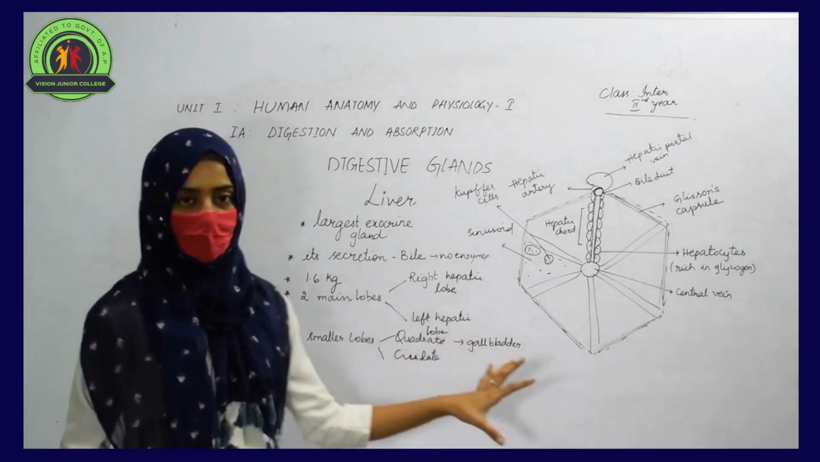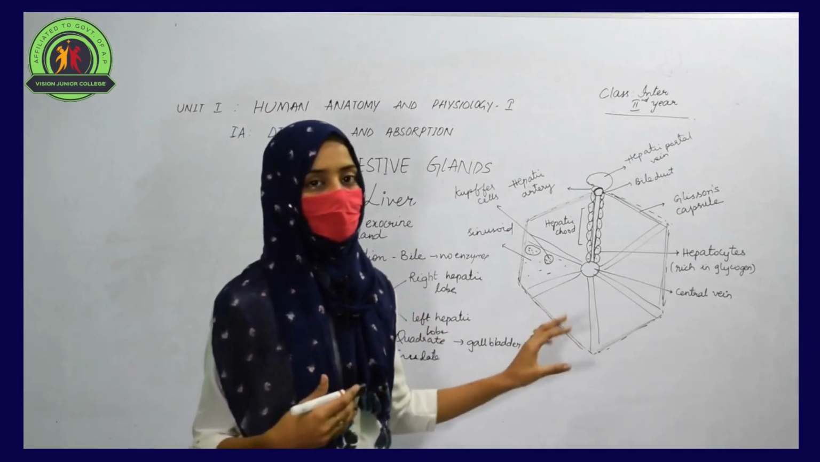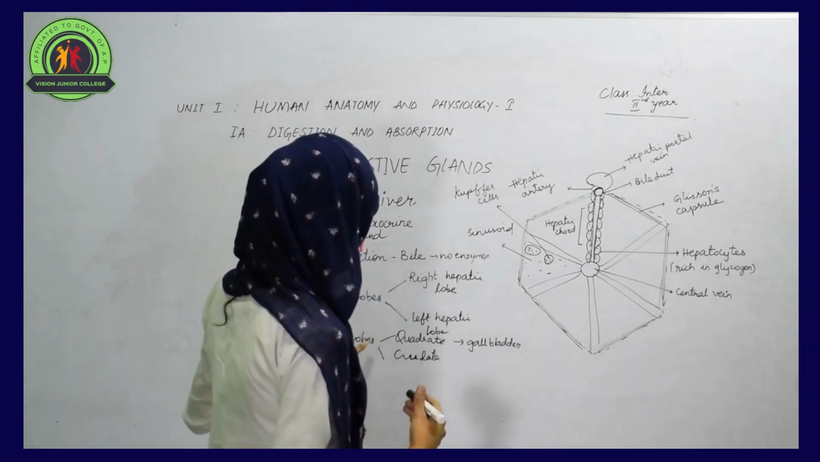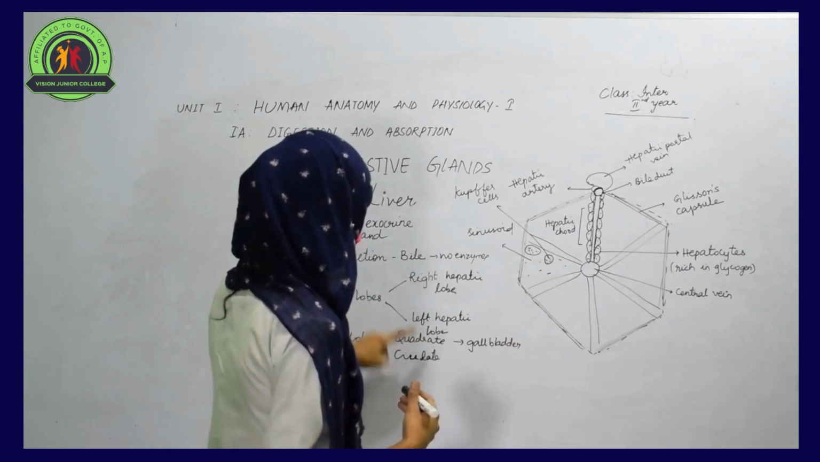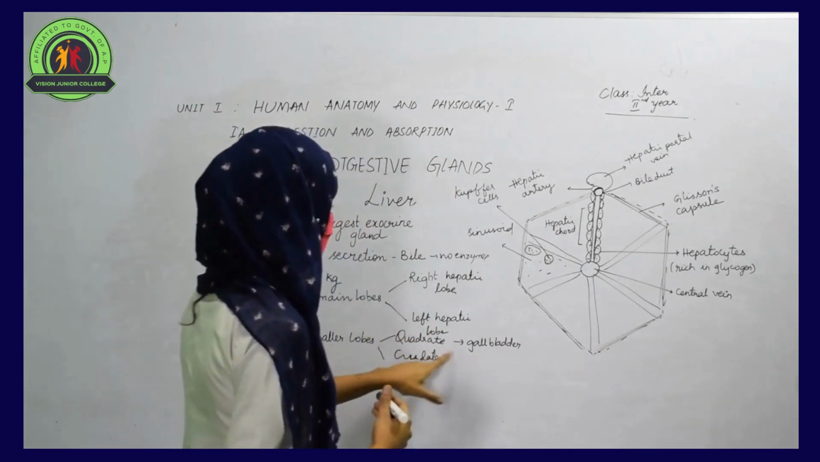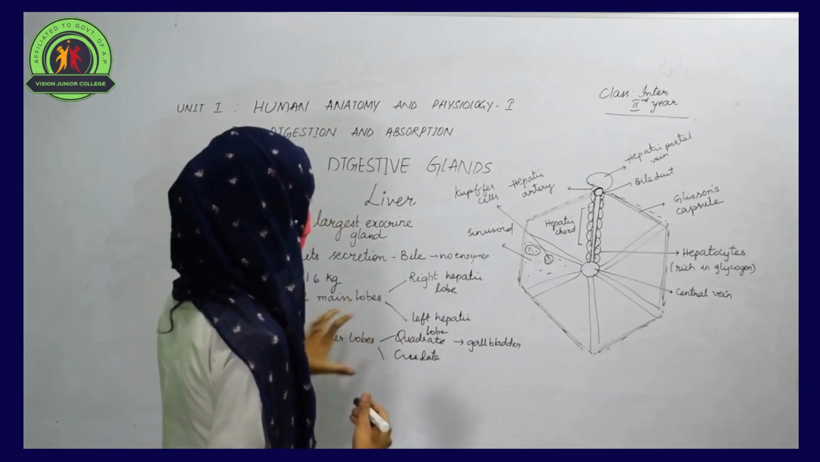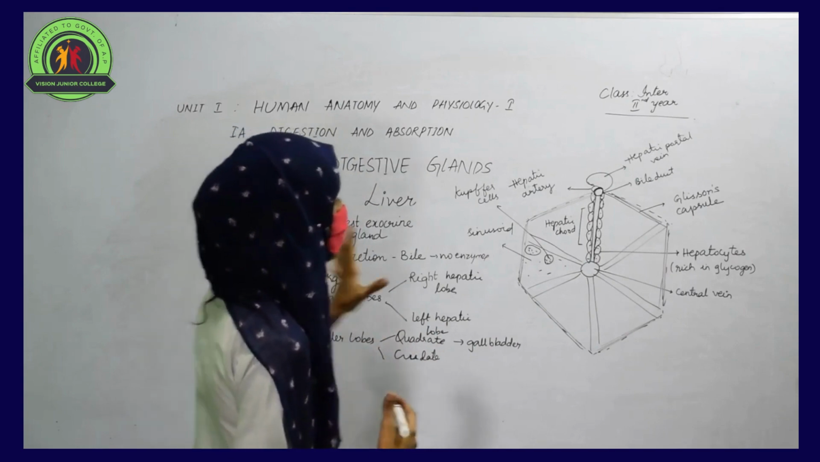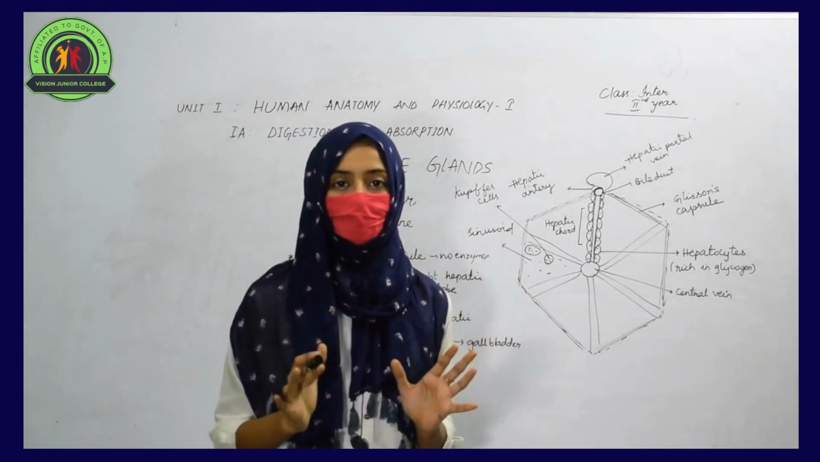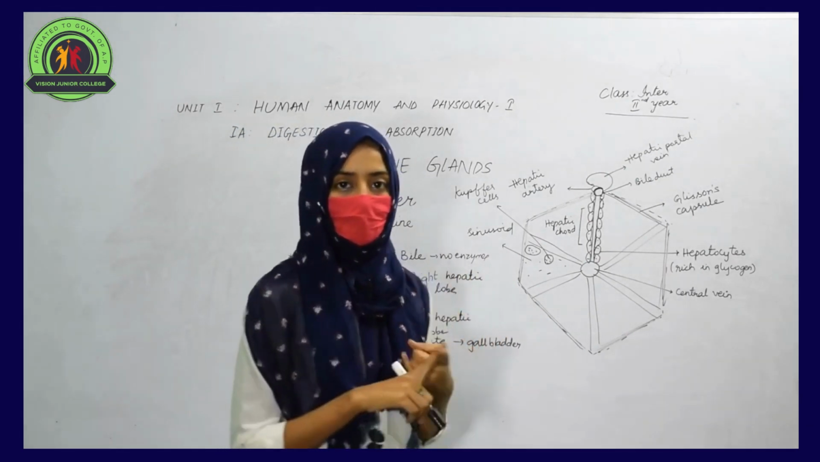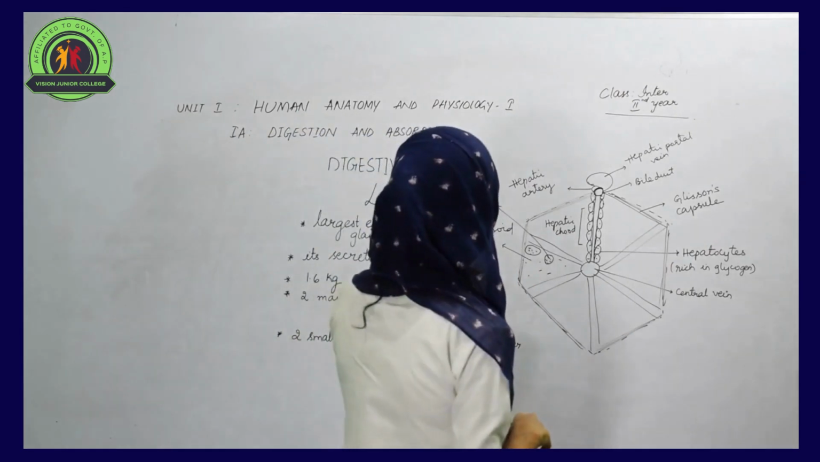caudate. And the gallbladder is a balloon-like organ which is present in one of the smaller lobes of the liver, and that is the quadrate. So the gallbladder is found in the quadrate region of the liver.